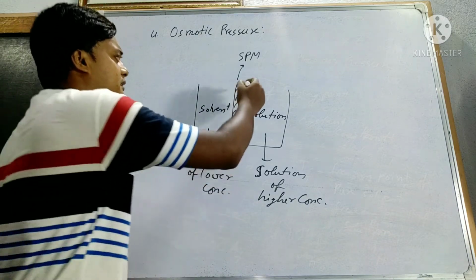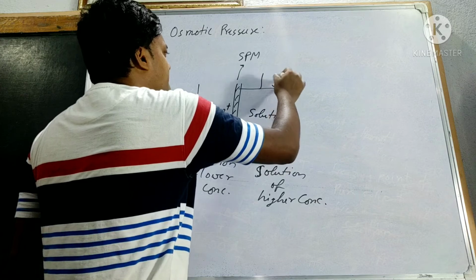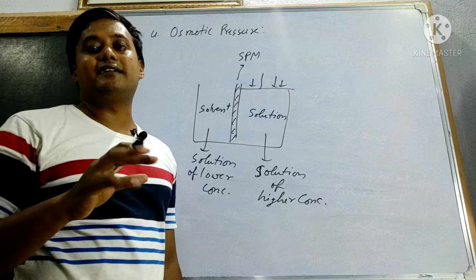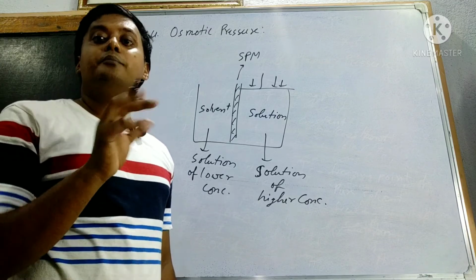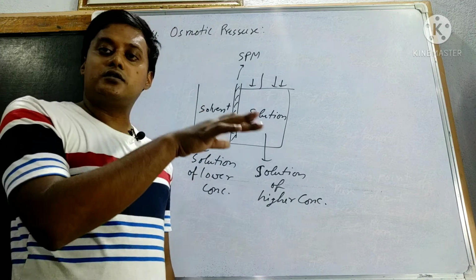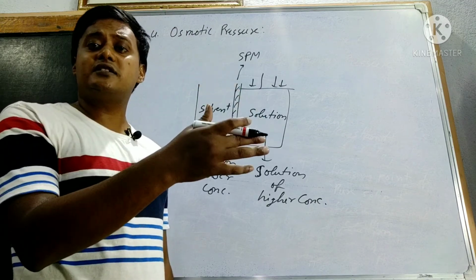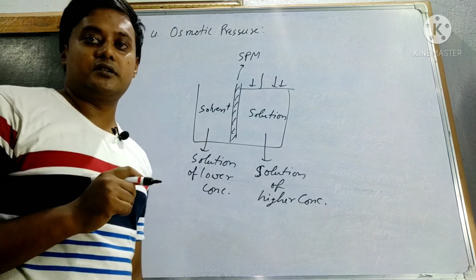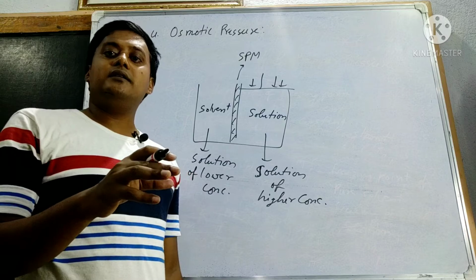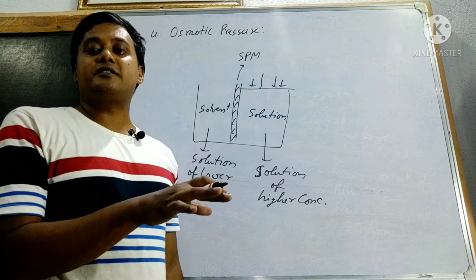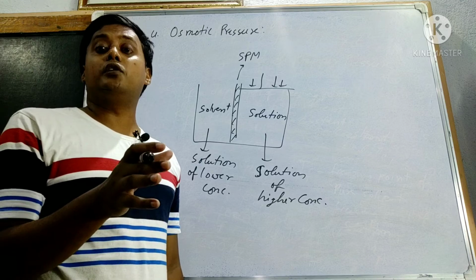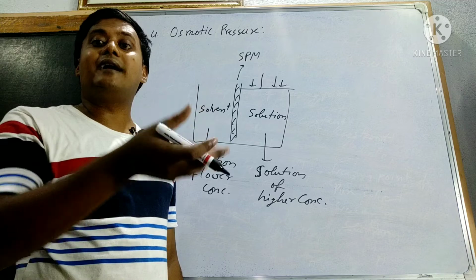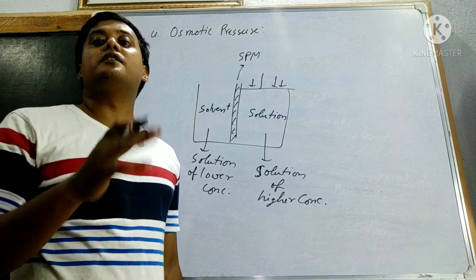Now what is osmotic pressure? The minimum pressure applied to the solution side, or higher concentration side, to stop the process of osmosis is called osmotic pressure. And if we apply more pressure than the osmotic pressure, then what happens? Solvent molecules will move from solution to solvent. That means the direction will be reversed. It is called reverse osmosis.